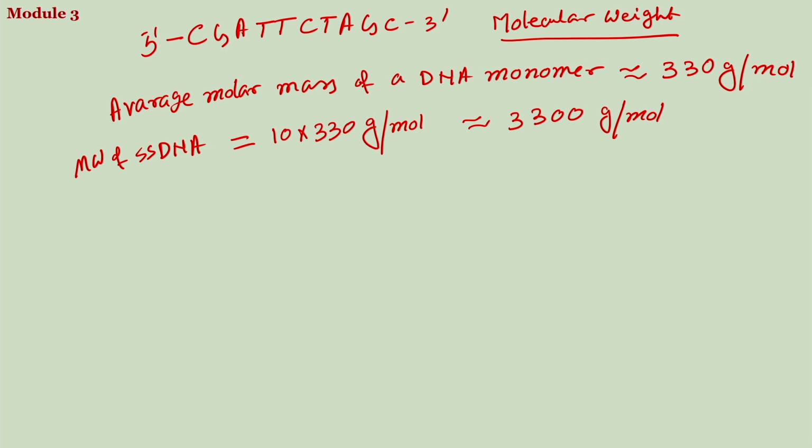If you have to calculate the molecular weight of the double stranded DNA, if this DNA comes in a double strand form, then it will be simply the double of it. So, 10 into 660 gram per mole, that would be the molecular weight of the double stranded DNA. This is for very quick and very approximate calculation. This is not at all close to the perfection, of course.